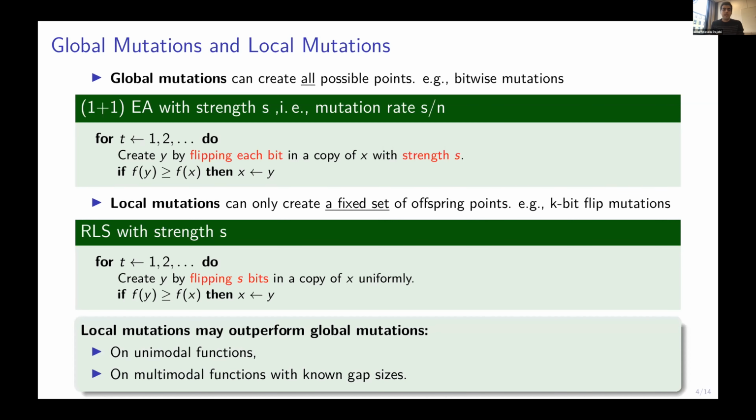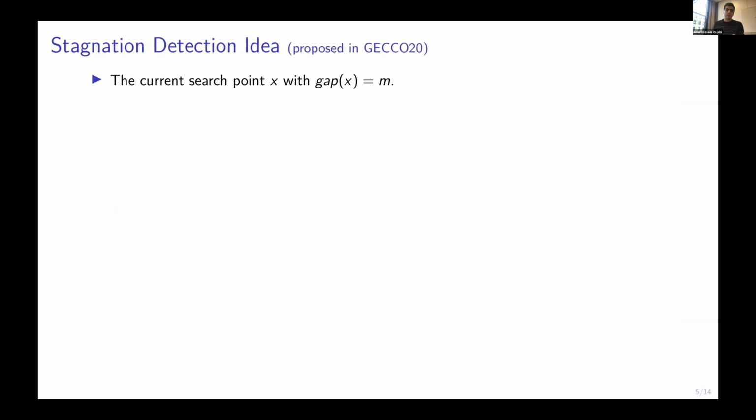Local mutations can outperform global mutations. For example, on unimodal functions, on OneMax, RLS is faster than the 1 plus 1 EA by a factor of e. And we also can say that on multimodal functions where we know the gap size, local mutations can make progress with a better chance. And according to these facts, in this paper, we study stagnation detection with local mutations.